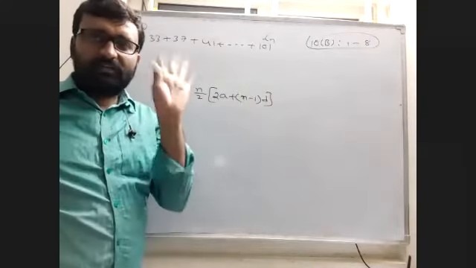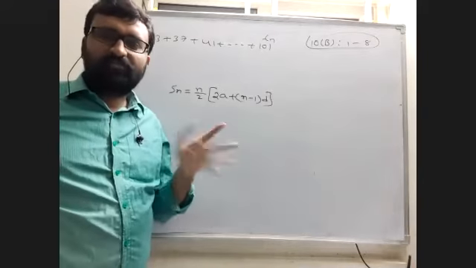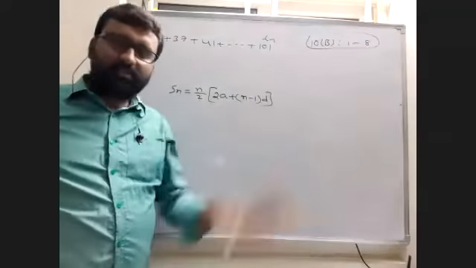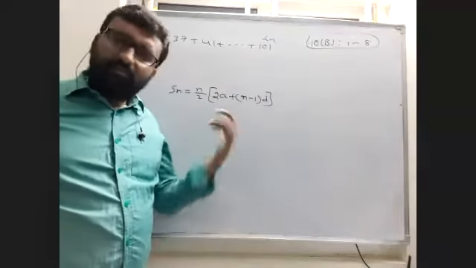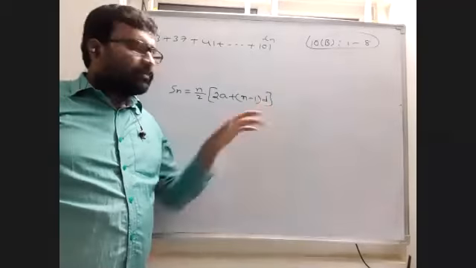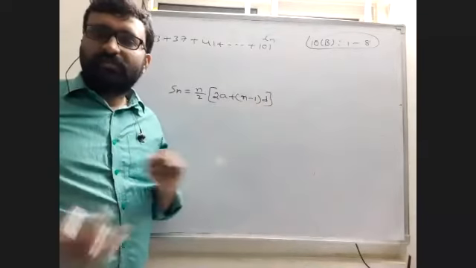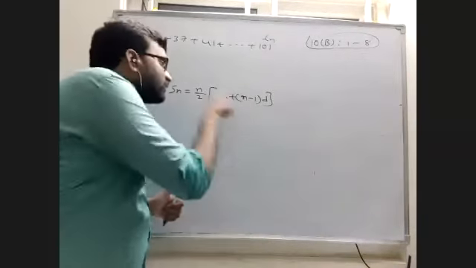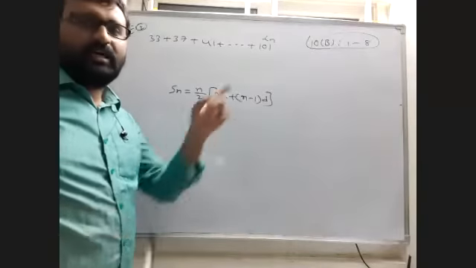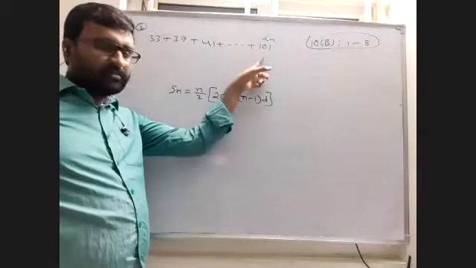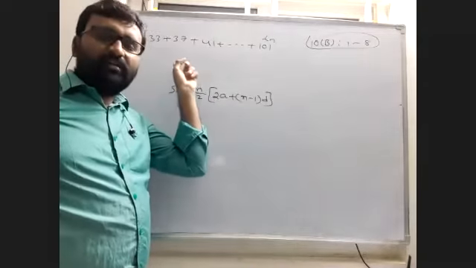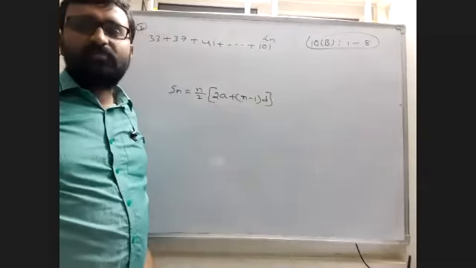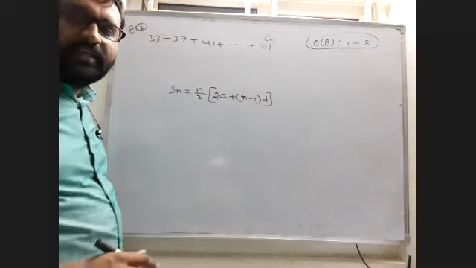Why? Because they gave n. 15 is given, the n value. Number of terms is given. I substituted in place of n. First term is given, in place of a I substituted. Common difference I found and substituted. So I finished the question. But here n is not given, but the last term is given. If given the last term, we can find n. If given n, the number of terms, we can find the last term by using the nth term formula Tn.